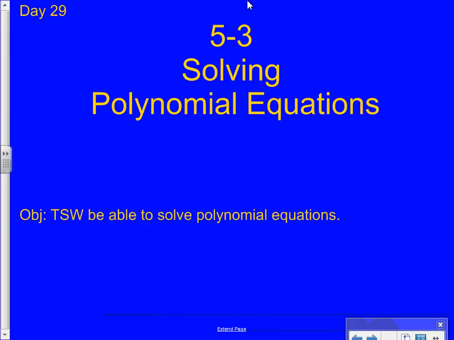Calendar. The quiz that's on the calendar is actually on solving equations. That is tomorrow. Yay. Okay.